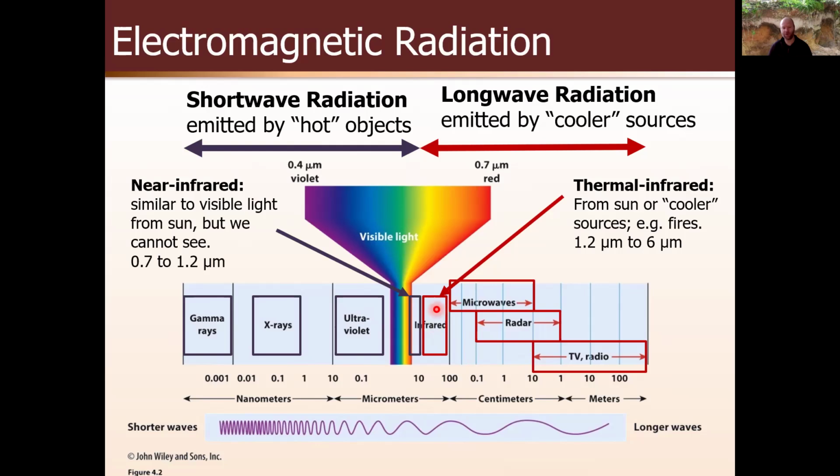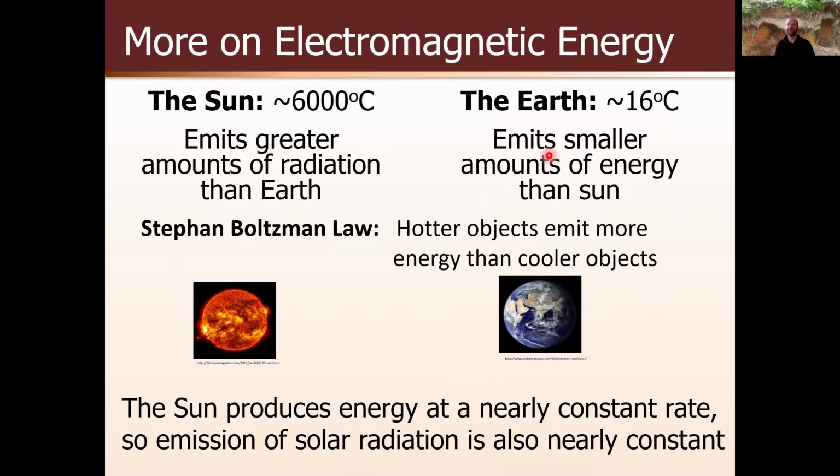And then we move forward. So thermal infrared, microwave, radar, TV, and radio waves are all forms of long-wave radiation. So they have long wavelengths, long distances, or longer between crest to crest, for example. So there's shortwave and long wave.